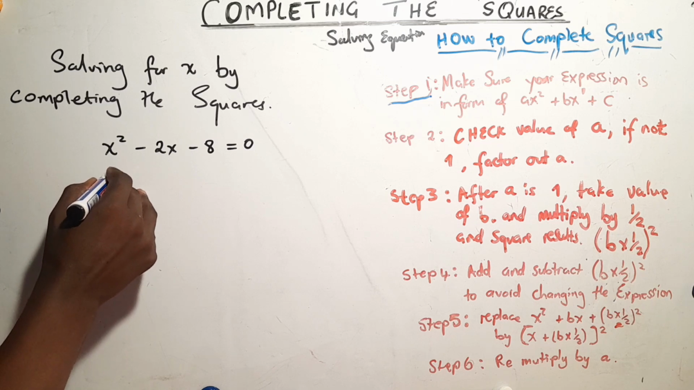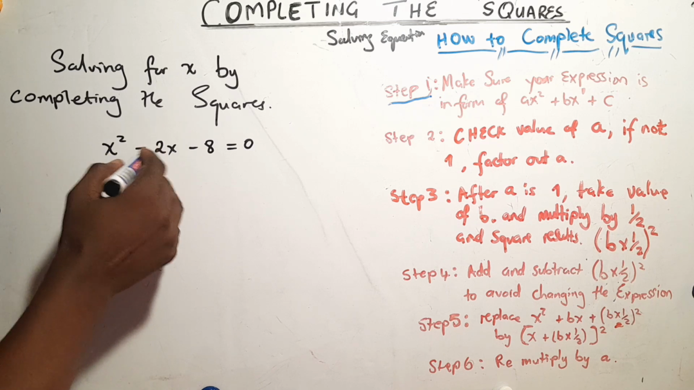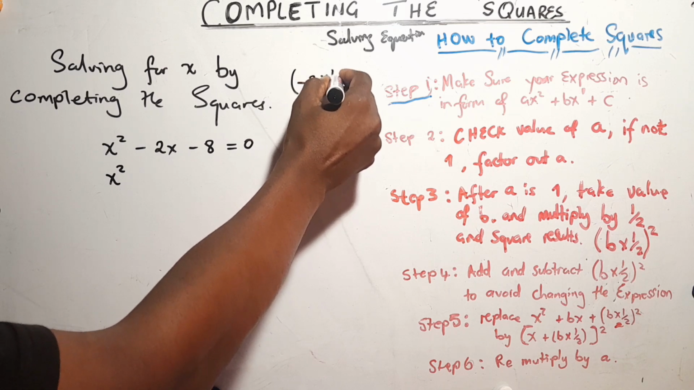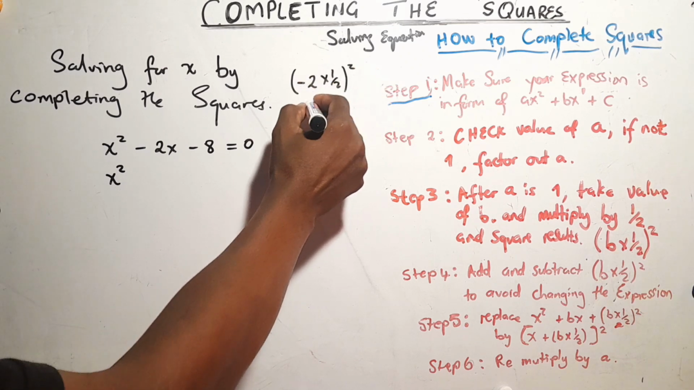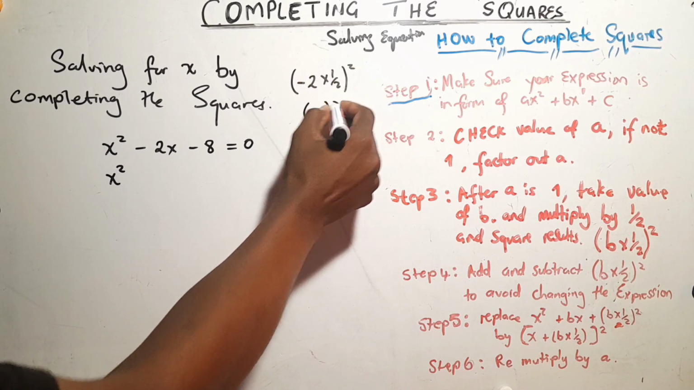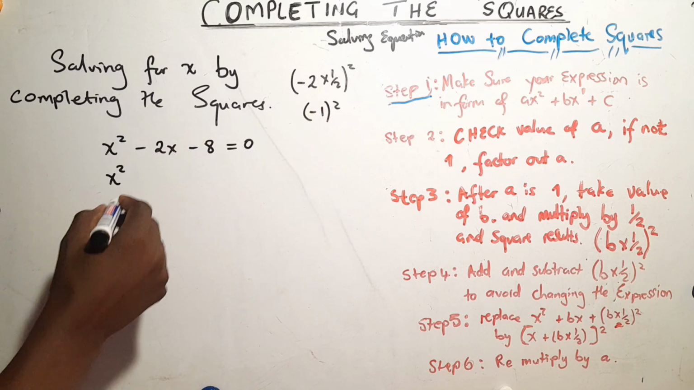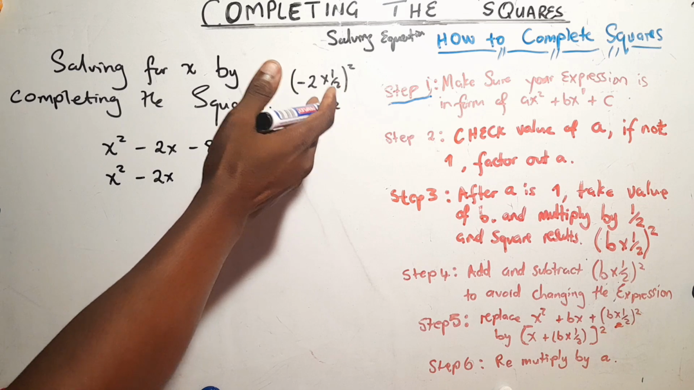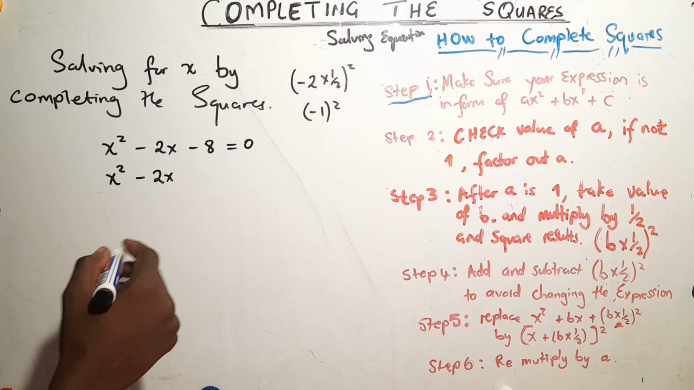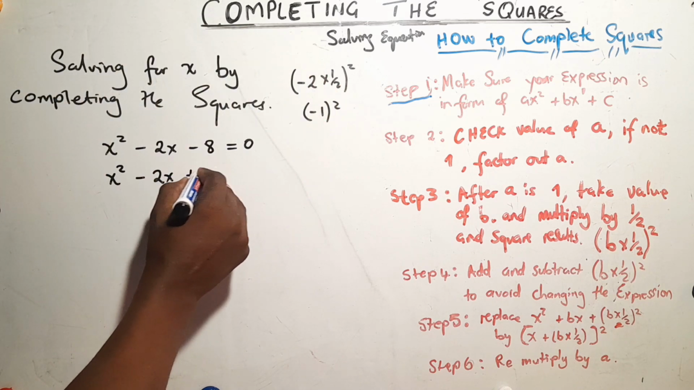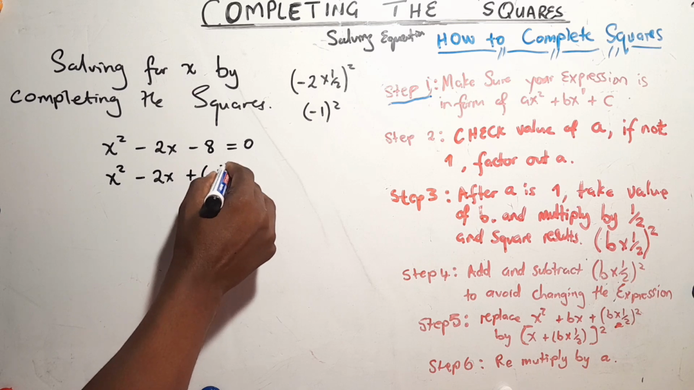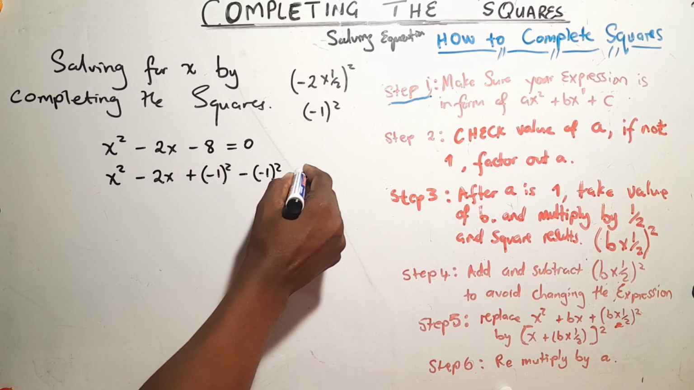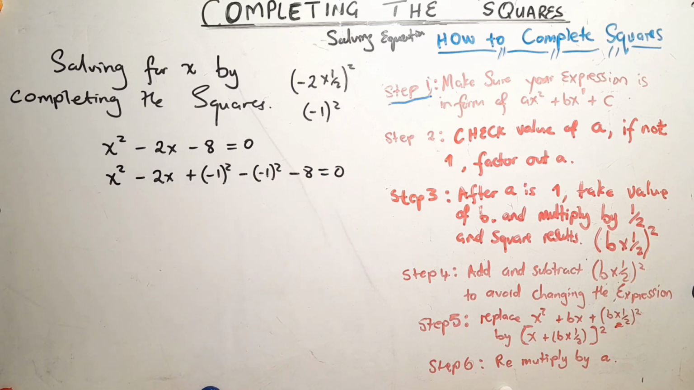So this becomes our x squared. Now we take the value of b. So the value of b is negative 2, and then we multiply it by half, and then we square that, which gives you negative 1 squared. So this becomes x squared minus 2x, and we add that, and also we subtract that, right? So now we are going to add negative 1 squared, and we are also going to subtract that negative 1 squared, minus 8 being equal to 0.